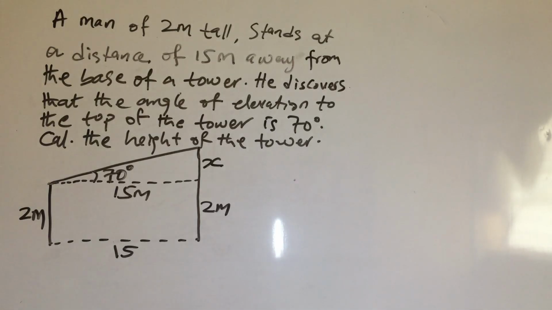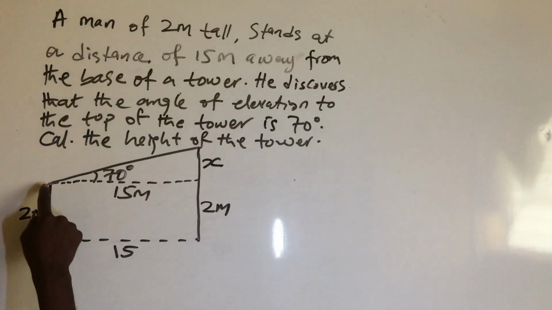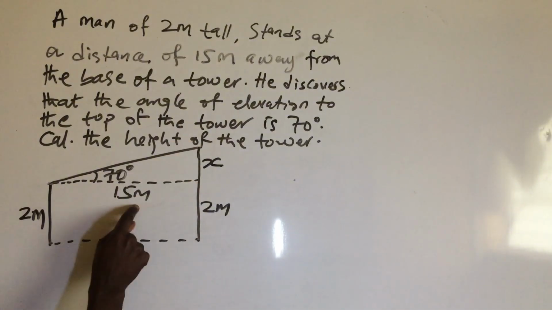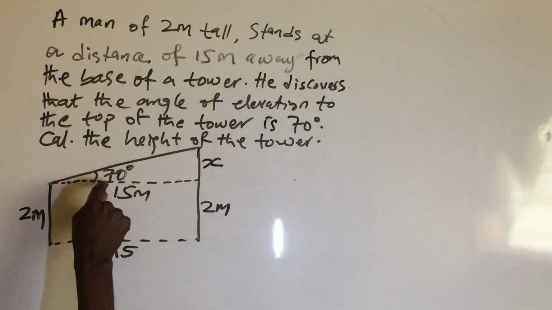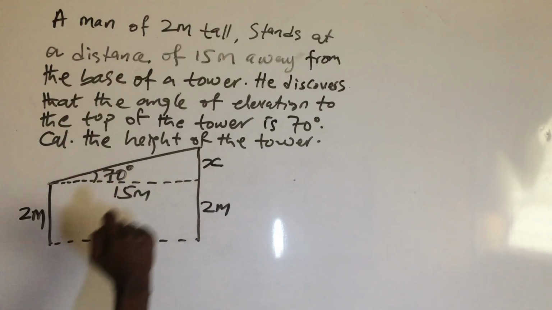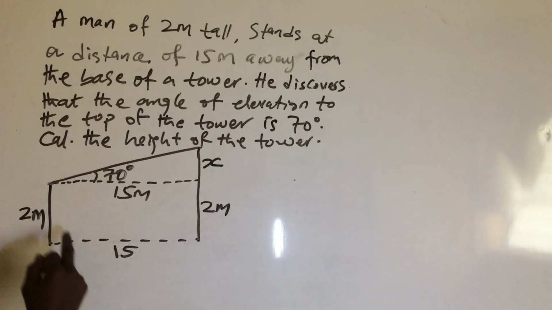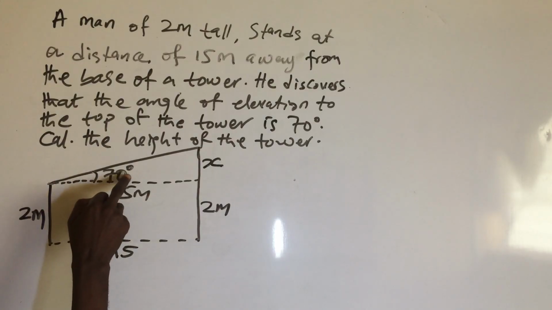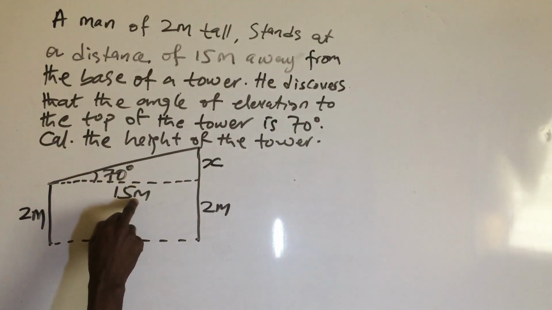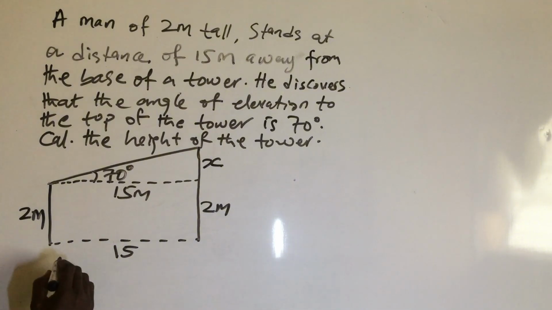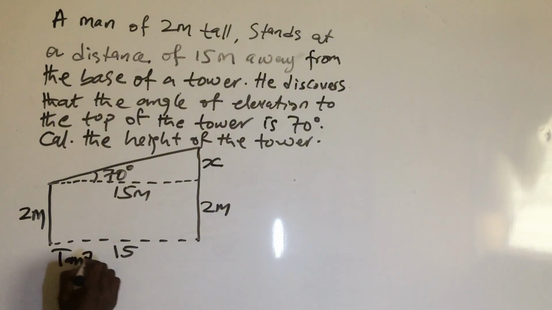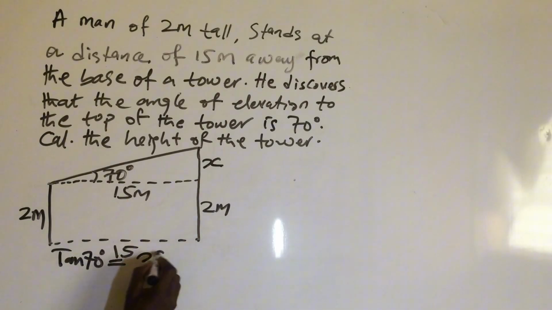We still use our trigonometry. Considering this triangle here, the adjacent is 15, the angle is given, and opposite to the angle is x. Now, which SOHCAHTOA method do we use? I think we will use tan. Tan says that tan 70 equals opposite all over adjacent to the angle, okay? Tan 70 equals opposite, which is x, all over adjacent, which is 15.